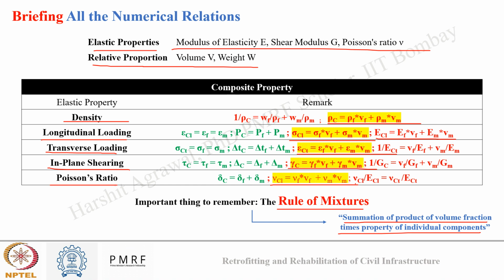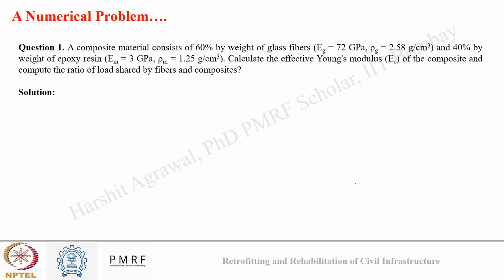Now, as it was asked last week, let's see a few numericals, which will clarify the assignment problems also, and will expose you to a slightly more difficult level of numericals. So this is the first question. A composite material consists of 60% by weight of glass fiber, whose modulus of elasticity and density are given, and 40% by weight of epoxy resin, whose modulus of elasticity and density are given. Calculate the effective Young's modulus of the composite and compute the ratio of load shared by fiber and composite when it is loaded in the longitudinal direction.